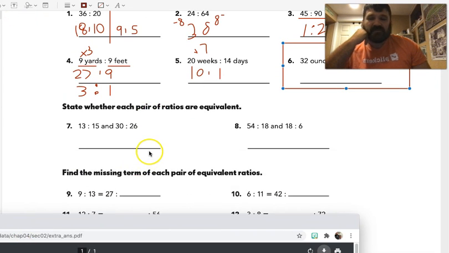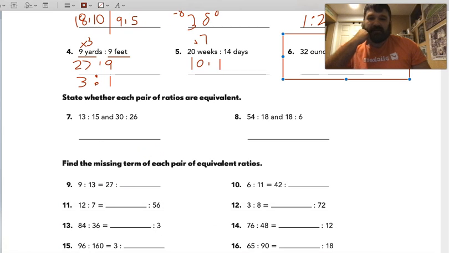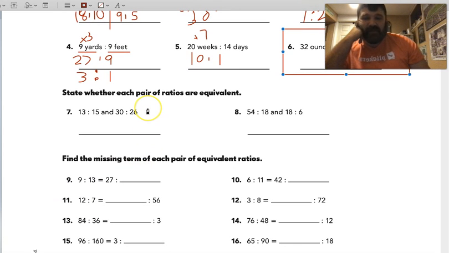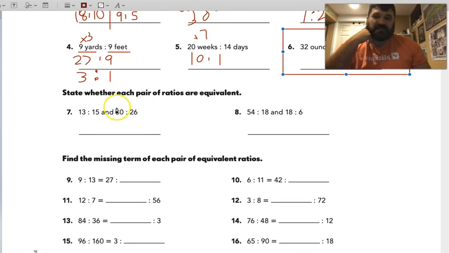Okay. So state whether each pair of ratios are equivalent. So just yes or no.